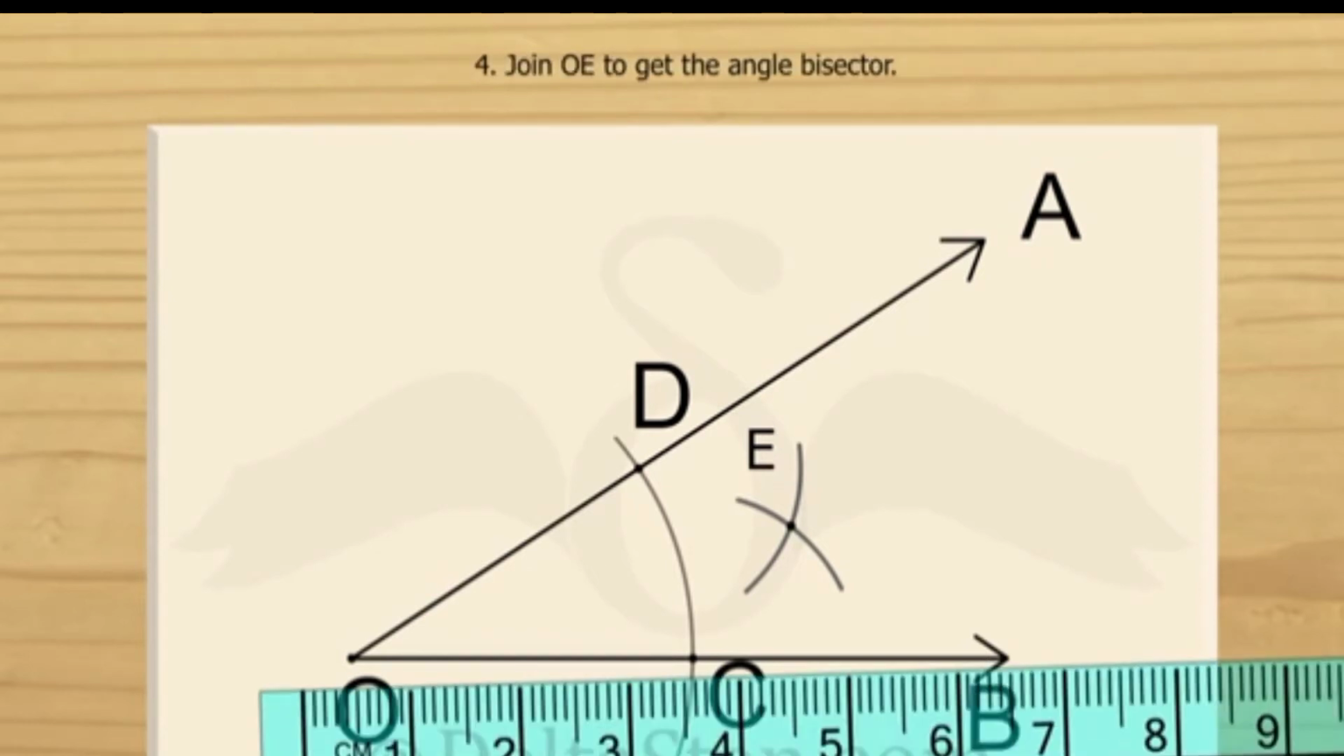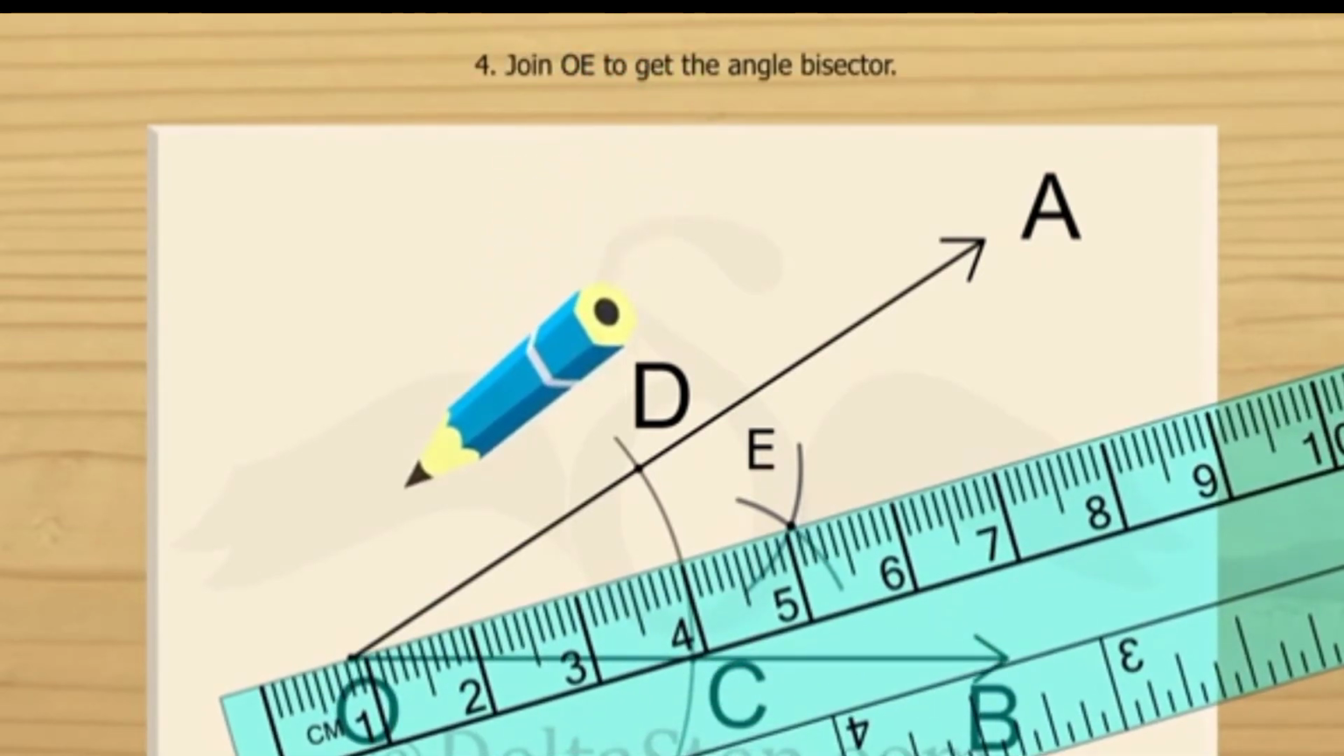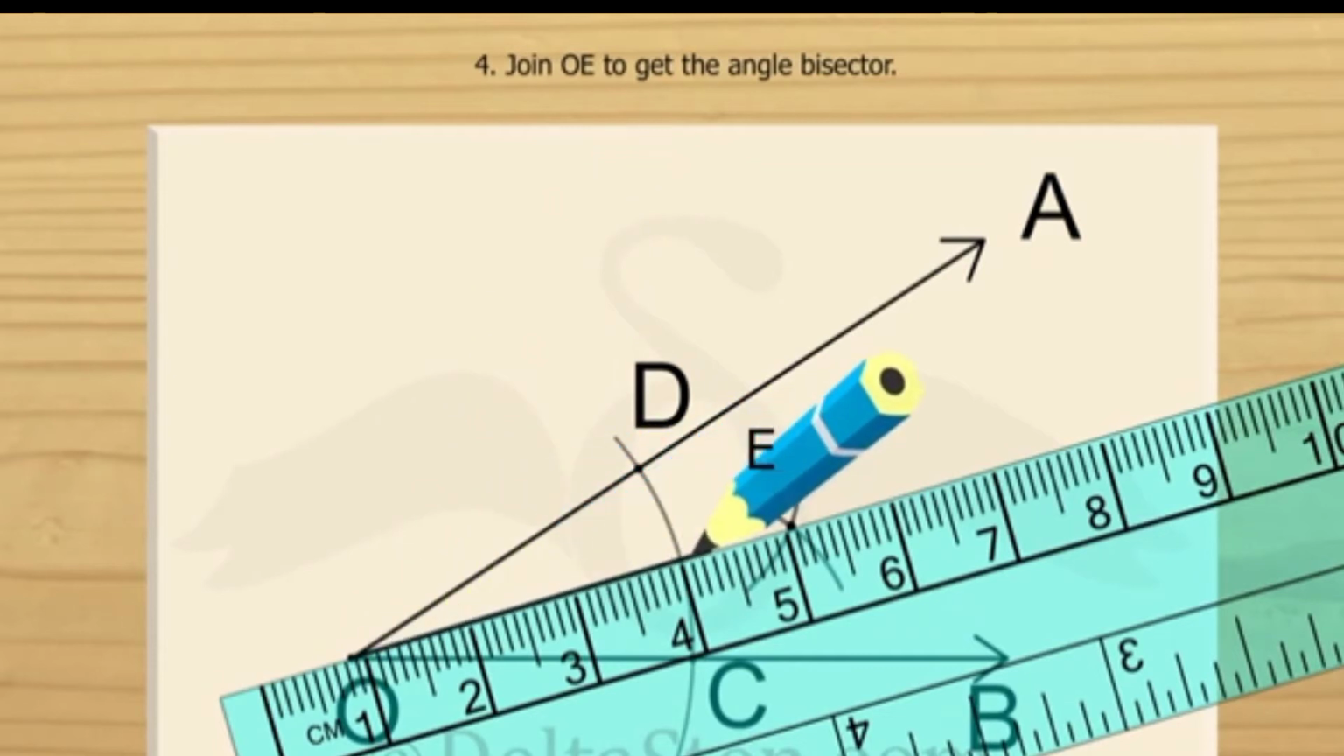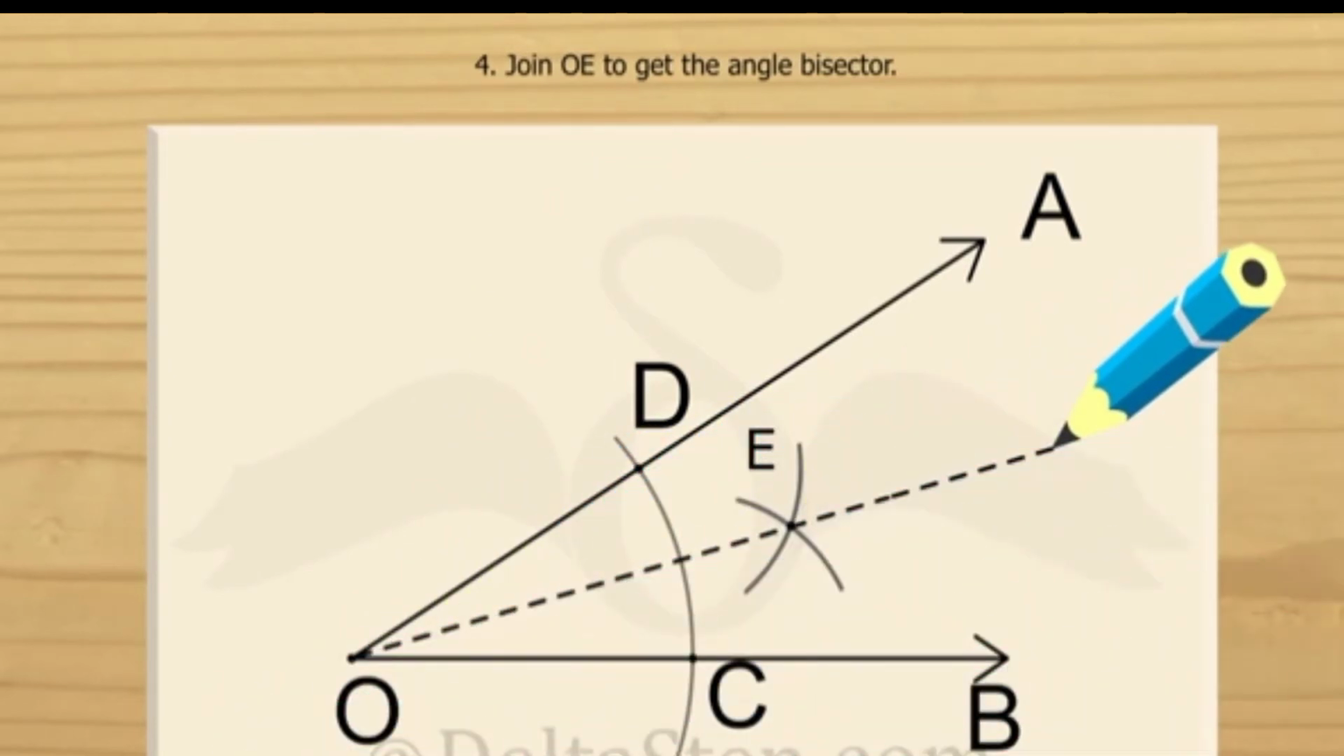Now join OE and extend it to form a ray. The ray OE is the required bisector of angle AOB. It bisects the given angle AOB into two equal parts. Now let us verify that.